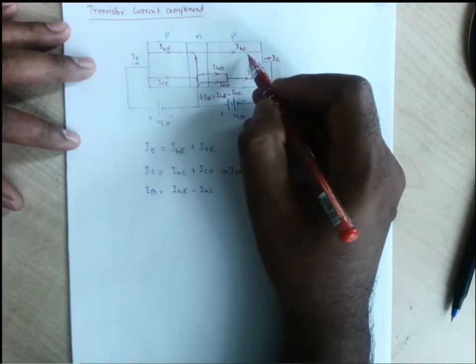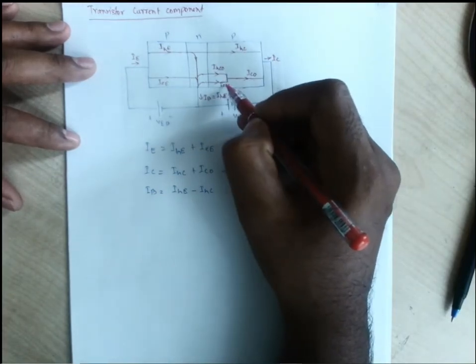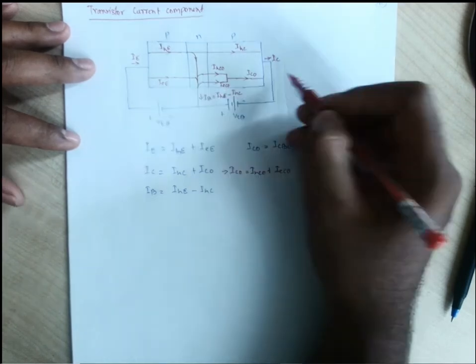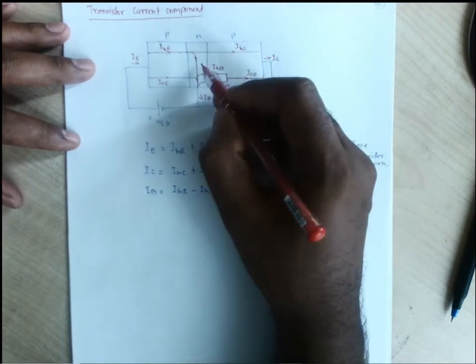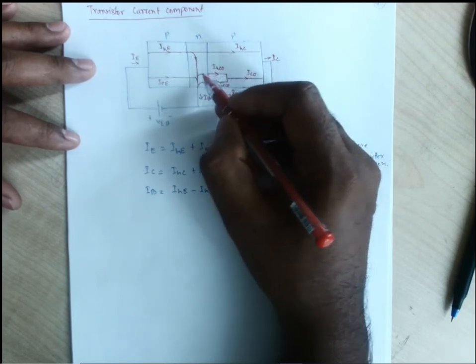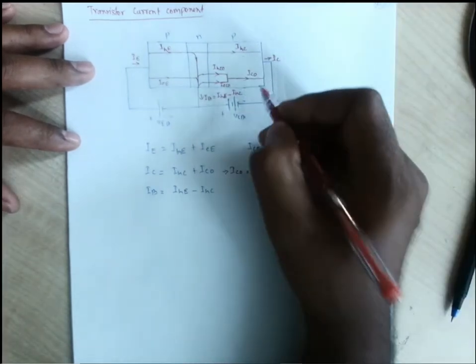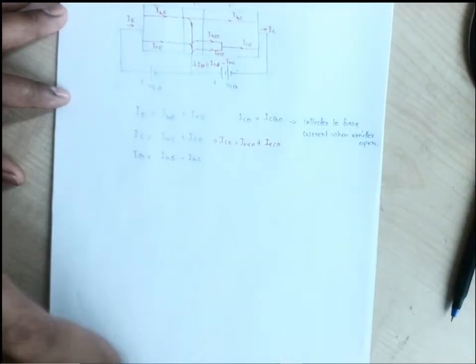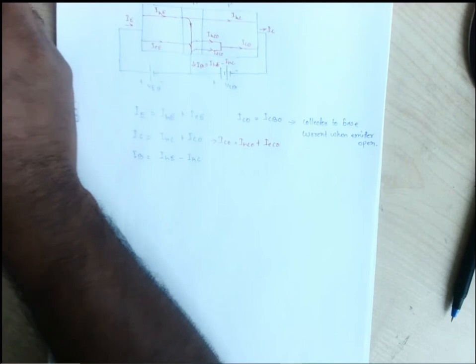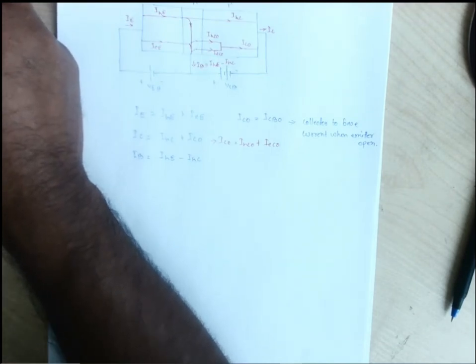So what are those directions? The electrons go from collector to base, that is IECO. The current will be in this direction, left to right, and the holes go from the base to the collector, so it will also flow from left to right. Altogether, the current is ICO. So these are the different current components in the transistor.